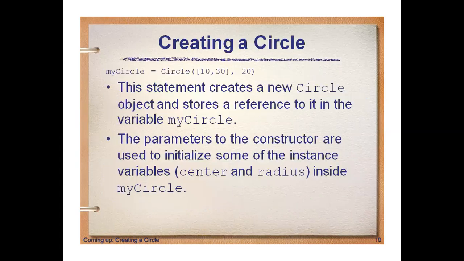Then how we are creating a circle here, we need to understand the system. My circle is equal to circle, in which I'm passing the parameters 10, 30, 20.